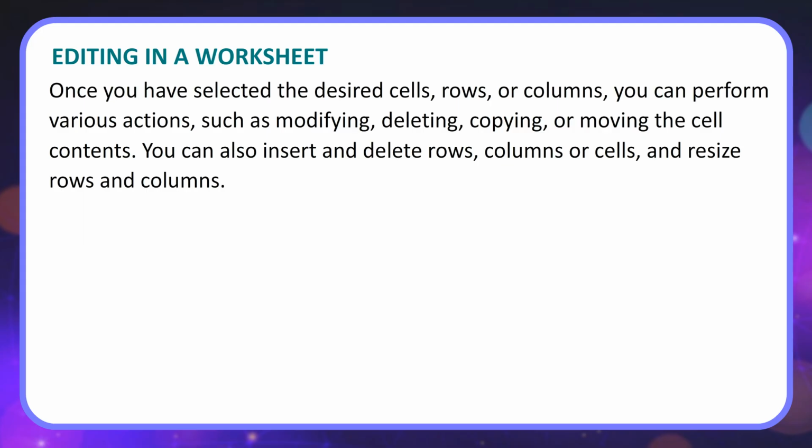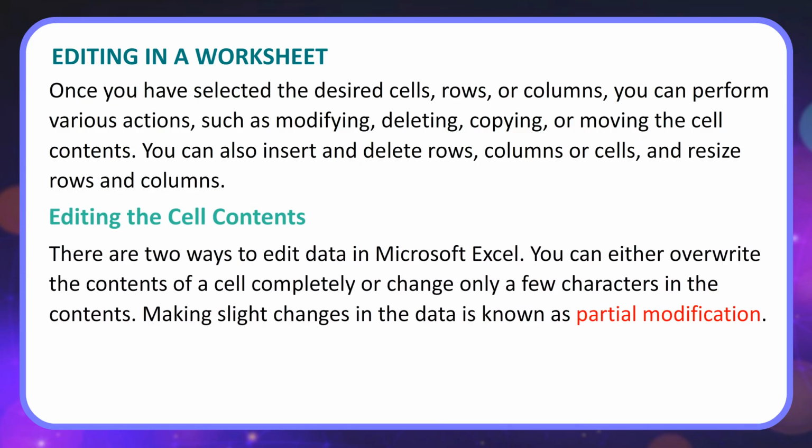Editing in a worksheet. Once you have selected the desired cells, rows, or columns, you can perform various actions, such as modifying, deleting, copying, or moving the cell contents. You can also insert and delete rows, columns or cells, and resize rows and columns. Editing the cell contents. There are two ways to edit data in Microsoft Excel. You can either override the contents of a cell completely or change only a few characters in the contents. Making slight changes in the data is known as partial modification.